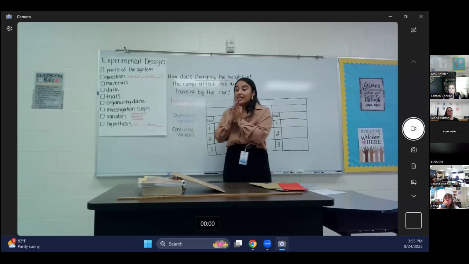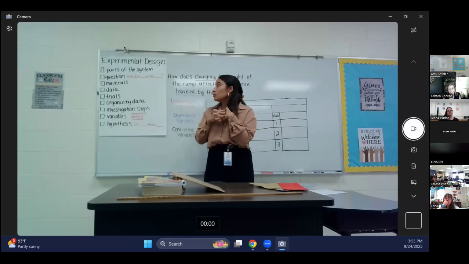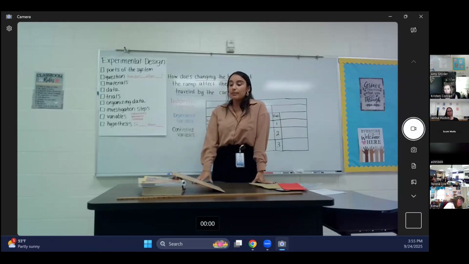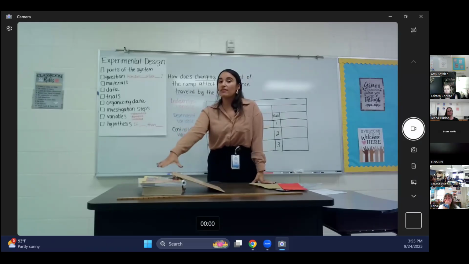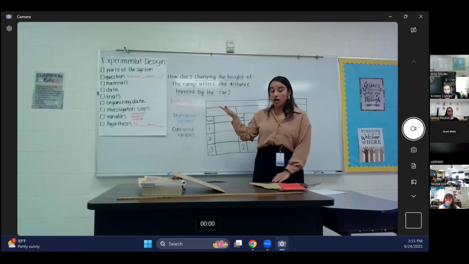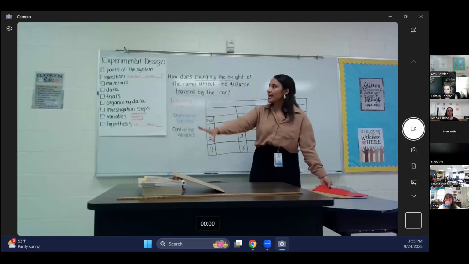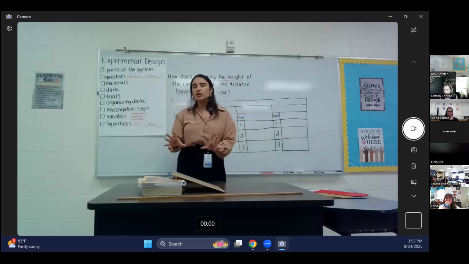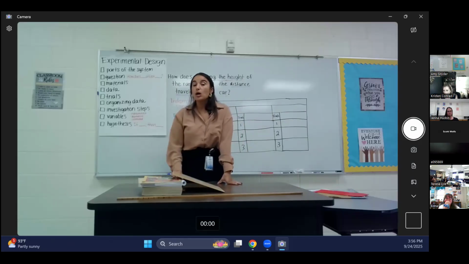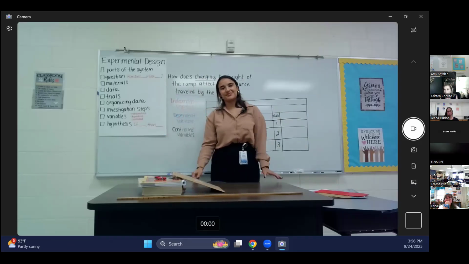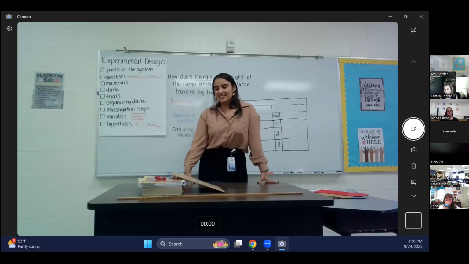Okay, students, we just finished the I do portion of our force experimental investigation. Yesterday we created an experiment where we investigated how changing the height of the ramp affected the distance traveled by the car. I'd like for us to again look at the parts of our system. We're still working with our car ramp system. If you could go ahead and answer in the chat, what are the parts of our system?